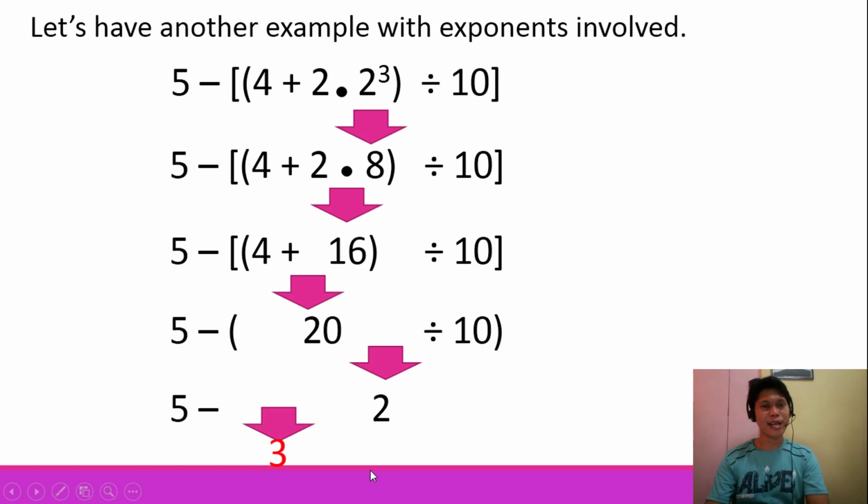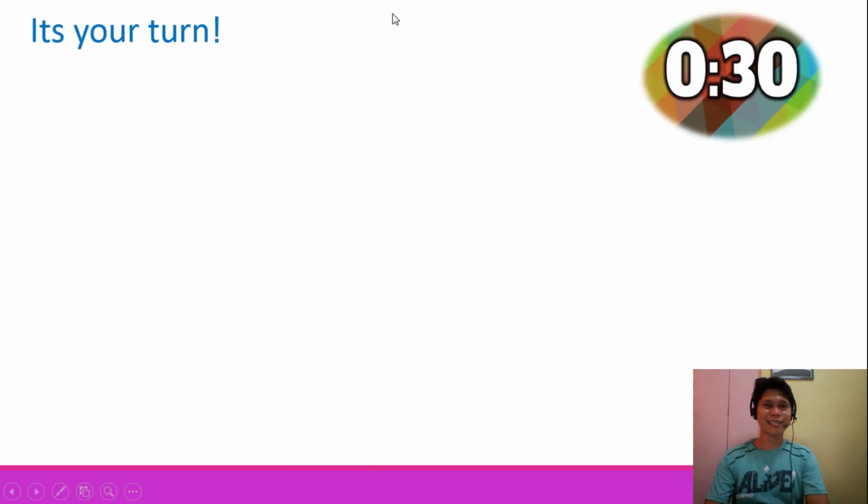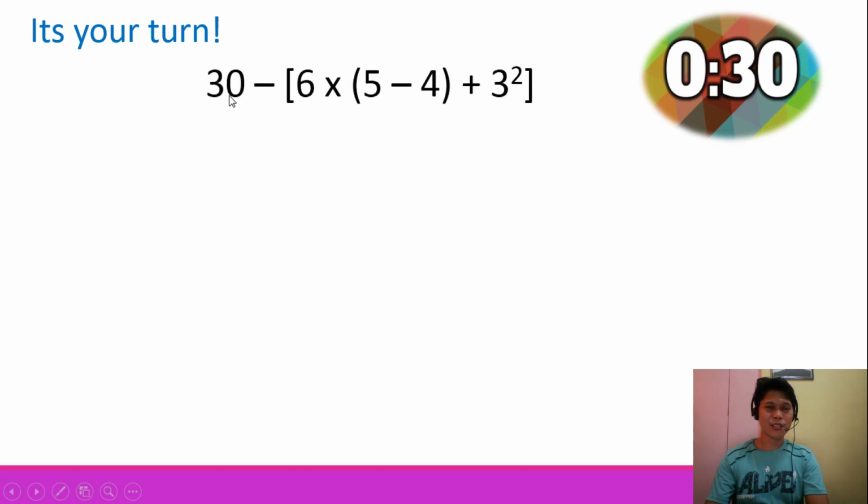Okay, that's how to apply the GEMDAS or the PEMDAS rule. Okay, this time it's your turn. Can you answer this expression? I will give you again 30 seconds to solve, or you can pause the video if you need more time. So get ready, prepare your paper and pen. The expression is 30 minus the quantity 6 times the quantity 5 minus 4 plus 3 squared. Okay, I will give you 30 seconds. Your time starts now.